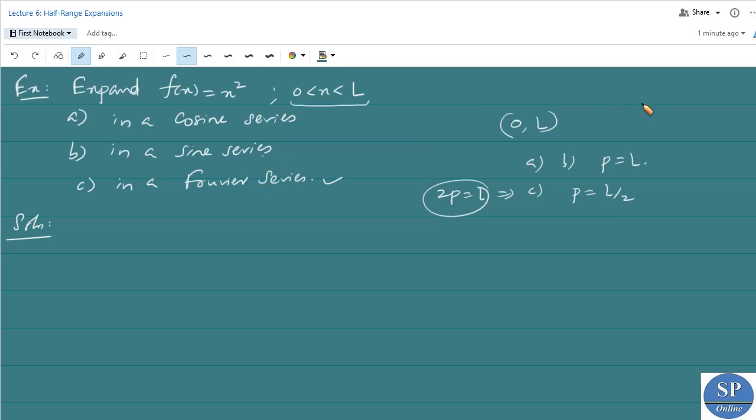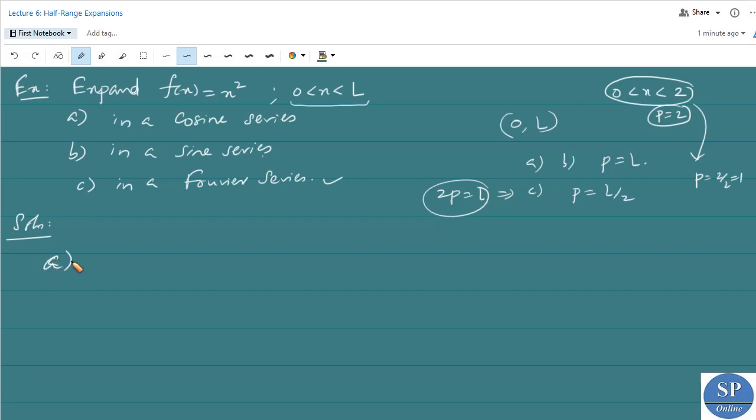So if this interval is 0 less than x less than 2, then to expand this as a cosine series or sine series, we can take p equal to 2, and to expand this as a Fourier series, we can take p equal to 2 by 2, that is 1, right?